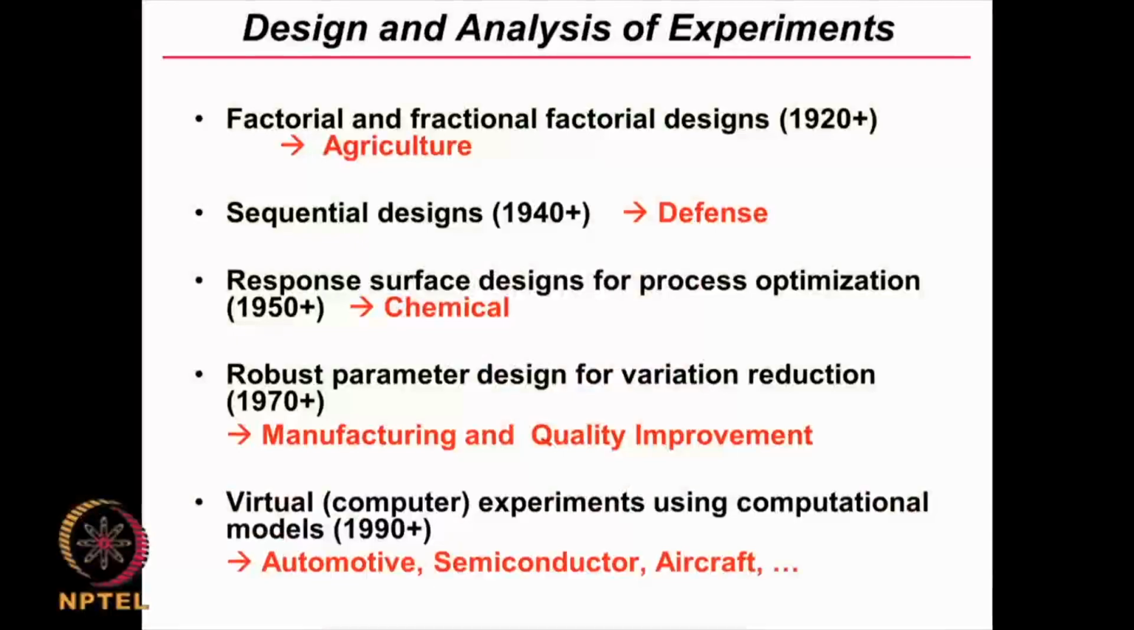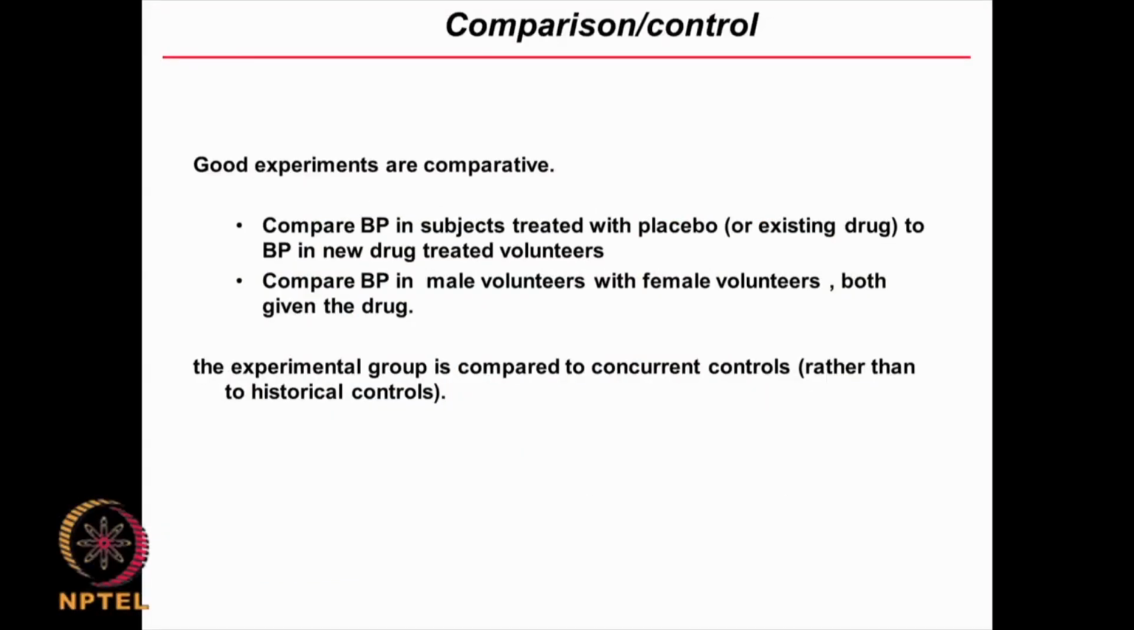Okay, let us go forward. So, good experiments are always comparative. If you are, say, comparing BP in subjects treated with placebo to BP in a new drug, then if you are looking at a drug, I will always compare it with the placebo. We talked about it many times in the course of these weeks. So, either placebo or existing drug. If I want to say this new drug is better or as good with respect to placebo or existing drug, you need to do that.